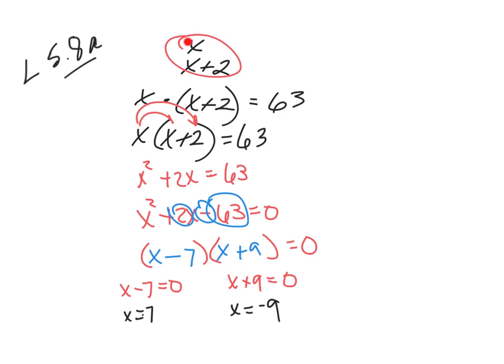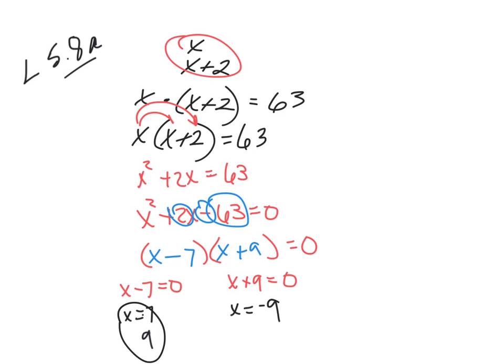Okay, so I have a couple different possible answers here. x can be 7, and then 7 plus 2 is 9. So if x is 7, that's my first number, and my second number is going to be 9. Let's see what it said. Are there two consecutive odd numbers that multiply to give 63? Well, that works for both 7 and 9.